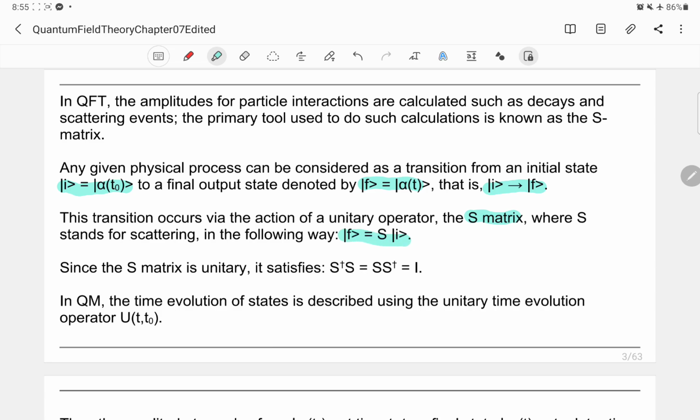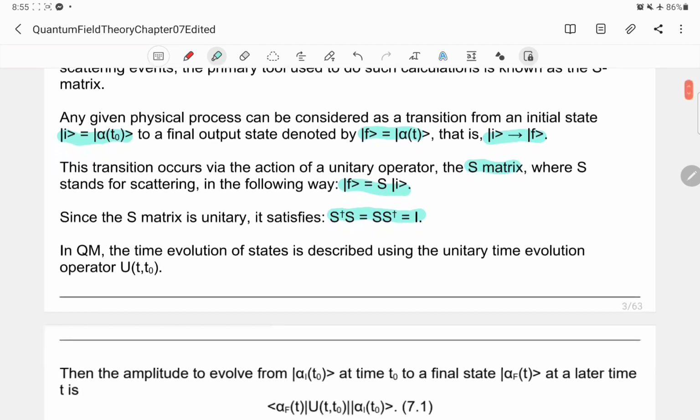So your final state would just be the S matrix operated on the initial state. And by the way, this S matrix is unitary and thus satisfies this: if you multiply it by its conjugate transpose, or the transpose is multiplied to it, then it just gives the identity matrix.